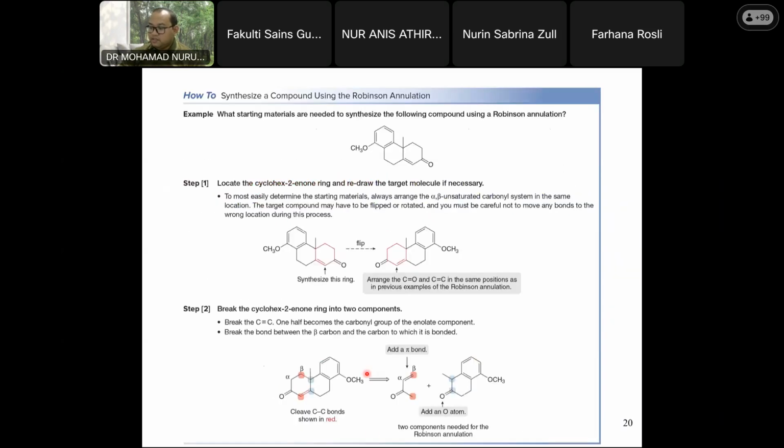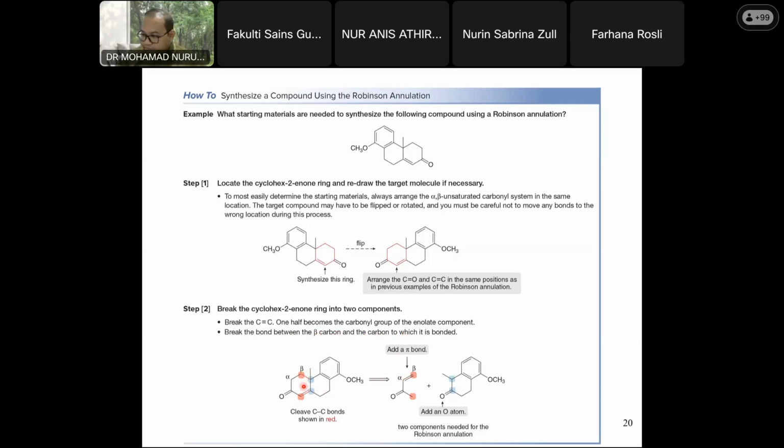The second step: break the cyclohexenone ring into two components. We know that they have alpha beta unsaturated ketones, and one is annulated, so you have to break it. First, break the C-C bond, which is this one, in half, to become the carbonyl group and also the enolate component. And the second one, break the bond between the beta carbons. First, you have to break this one, and the second, you have to break the beta carbon and the carbon which is bonded. So in this case, you break these positions, and these positions.